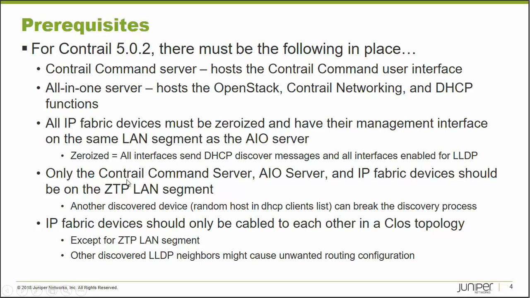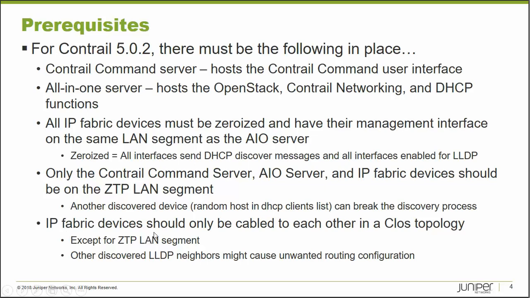Also, the Contrail command server, the AIO server, and the IP fabric devices should be on the ZTP LAN. You can also have that external router if you want it, but again, we talked about the IP addressing issues. Any other discovered device can break that discovery process. You don't want any random hosts showing up in the DHCP clients list, so you have to make sure only the appropriate IP fabric devices are trying to obtain their IP address from DHCP.